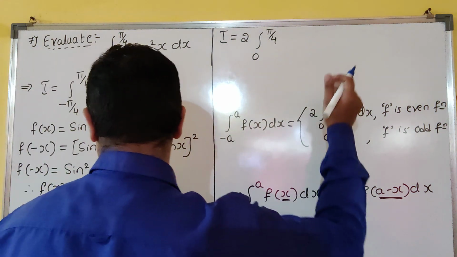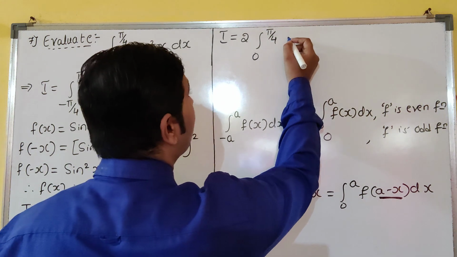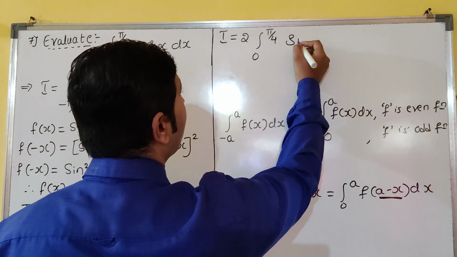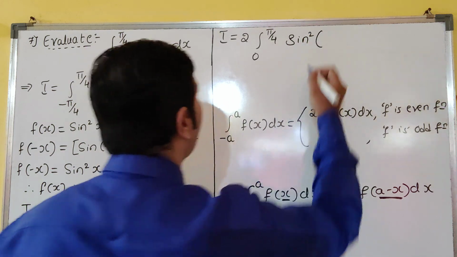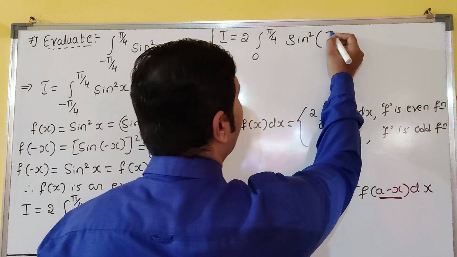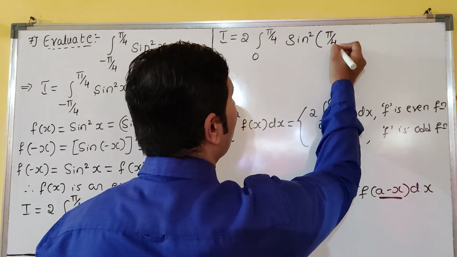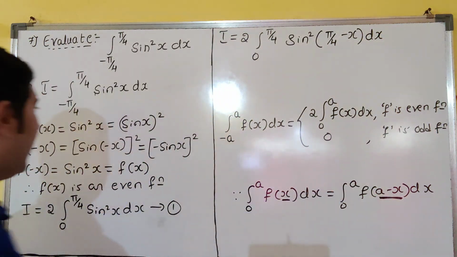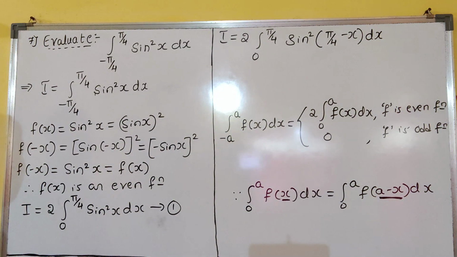So 0 to, this is what? Sin square. Now this will become pi by 4 minus x, dear students. So sin square of pi by 4 minus x dx. Clear everyone? Understood this one?